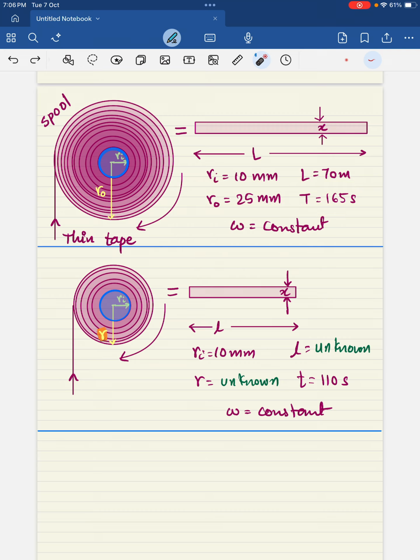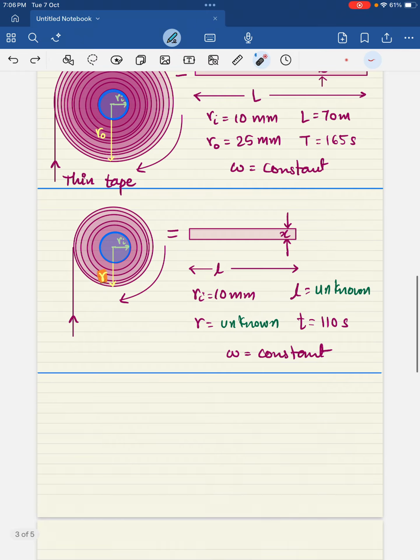Now in the second case, what they have said is that this same machinery, this same spool, same thin tape is utilized only for 110 seconds. So earlier it was for 165 seconds, now they are using only for 110 seconds. So the inner radius will not change because there is some spool on which we are winding it up. So this is not the part of the thin tape. Thin tape starts from here and it goes outward. So the inner radius does not change.